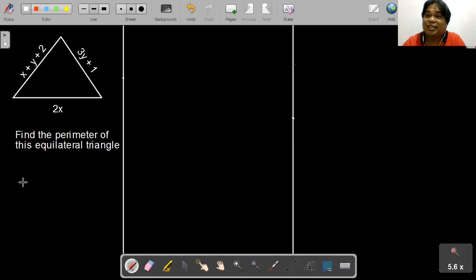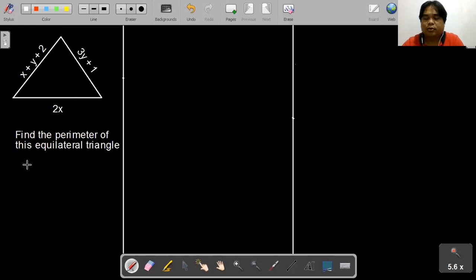This is Engineer Reagan. Today, please join me as I solve another mathematical problem for you. And today I'm going to solve for the perimeter of an equilateral triangle. Okay, so based on the figure given on the screen, we actually have an equilateral triangle of which its sides are represented by an algebraic expression.